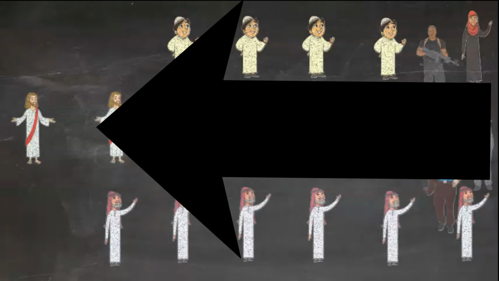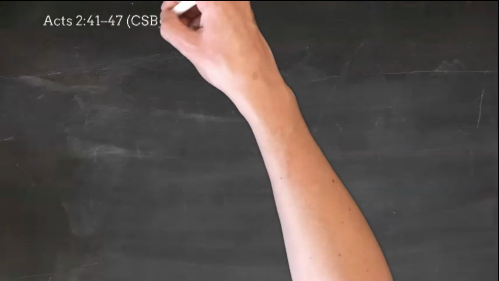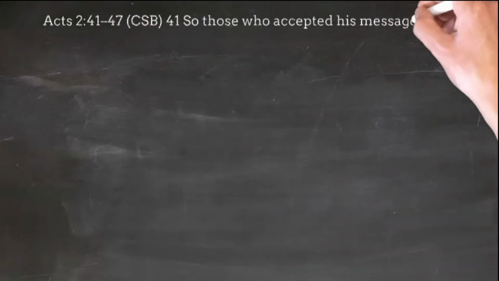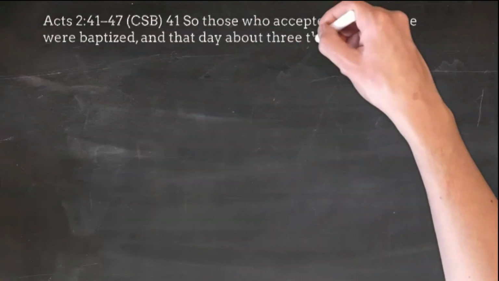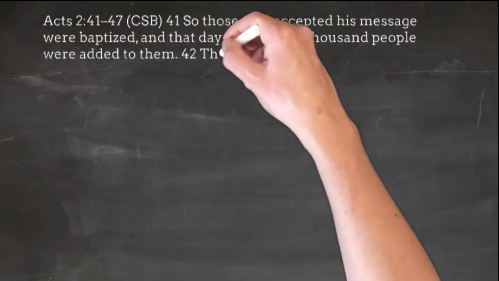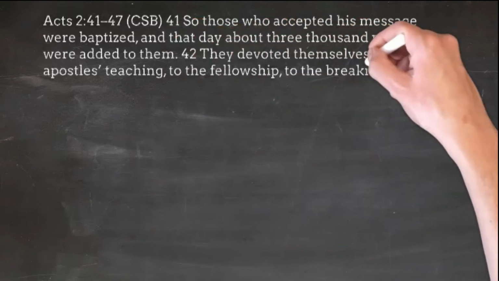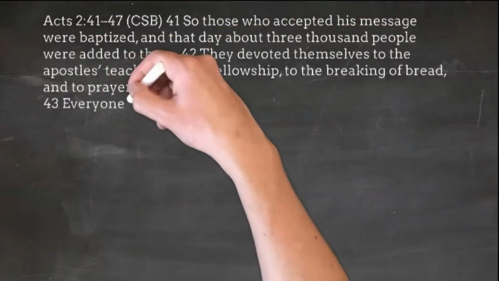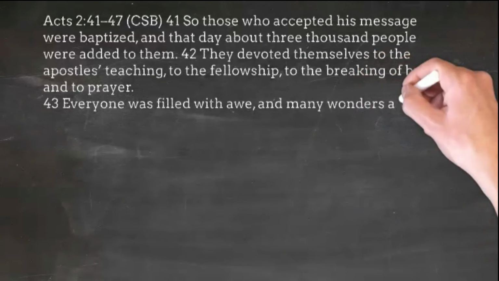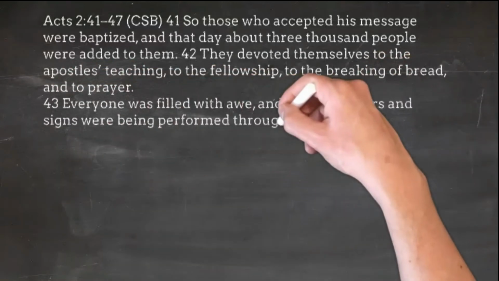Our text for the series is Acts 2:41 through 47. For those who accepted his message were baptized, and that day about 3,000 people were added to them. They devoted themselves to the apostles' teaching, to the fellowship, to the breaking of bread, and to prayer. Everyone was filled with awe, and many wonders and signs were being performed through the apostles.